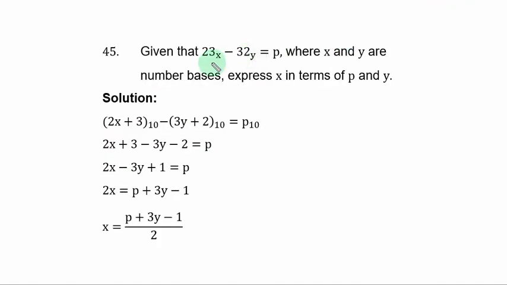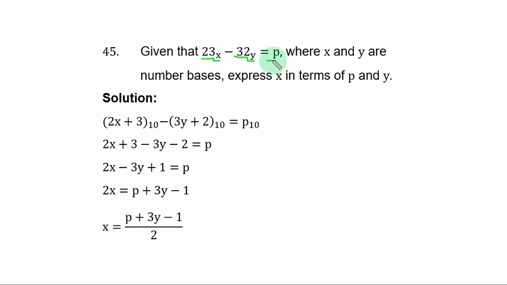Example 45. Given that 23 base s minus 32 base y is equal to p base 10, where s and y are number bases, express s in terms of p and y. What it means is that you solve for s in terms of p and y. What we need to do here is to convert the left hand side, 23 base s and 32 base y, to base 10.